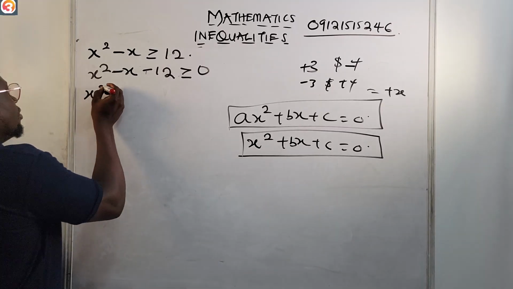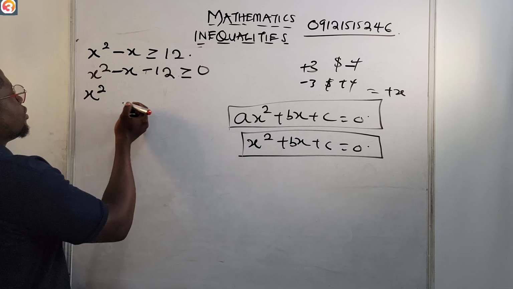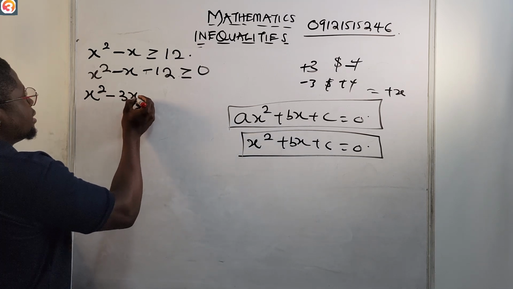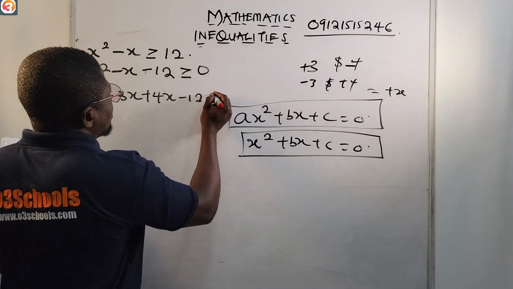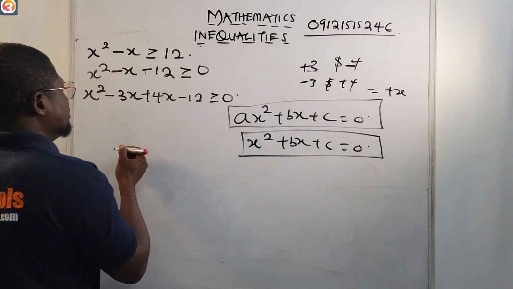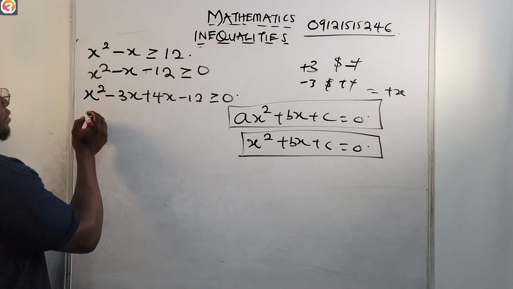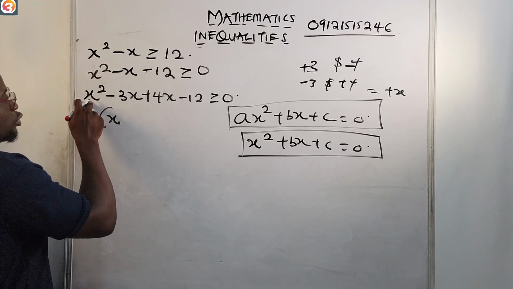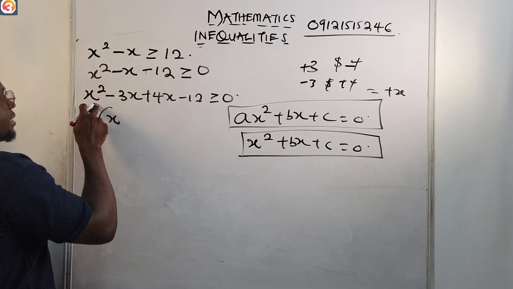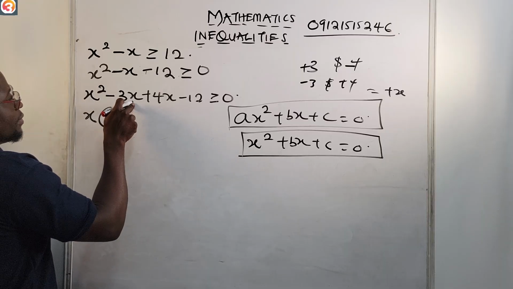So now let us go. I'm going to have x squared, then minus 3x, then plus 4x minus 12, greater than or equal to 0. Let's go. So I'm going to have x into what? x. x squared divided by x is x. x divided by what?